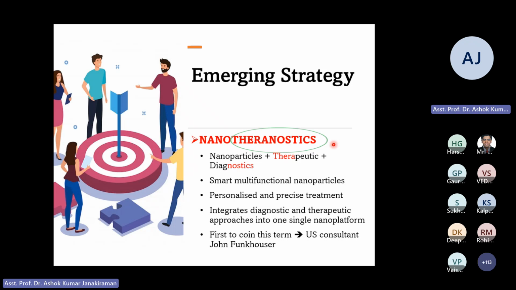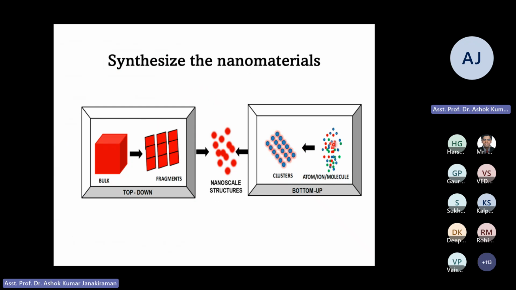So we have two different strategies or techniques used to synthesize the nanomaterials. The first one is the bottom-up technique. So maybe from the picture itself, you can understand that we have atoms, ions and molecules all together, then we can form a particle, but it should be in the nano range. So this is a constructive approach.